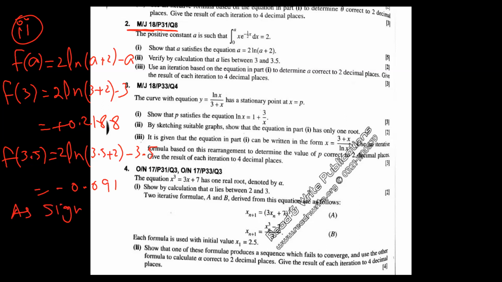So you can write a sentence as sign changes. This sentence you must write. And write this sentence now: a lies between these. So a lies between 3 and 3.5. So this is a basic way to prove it.